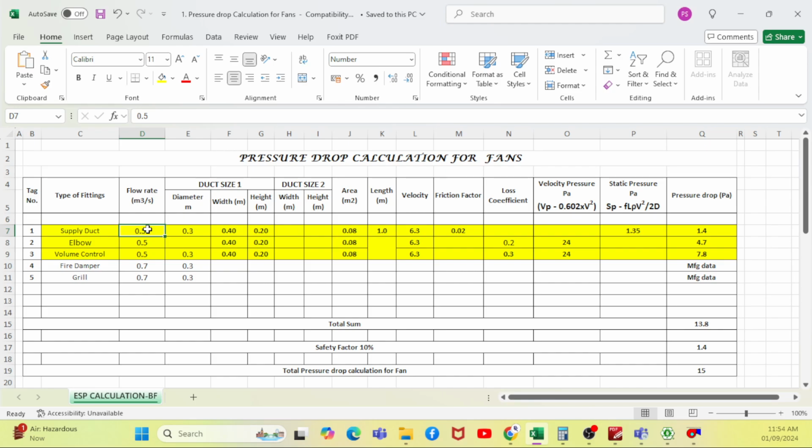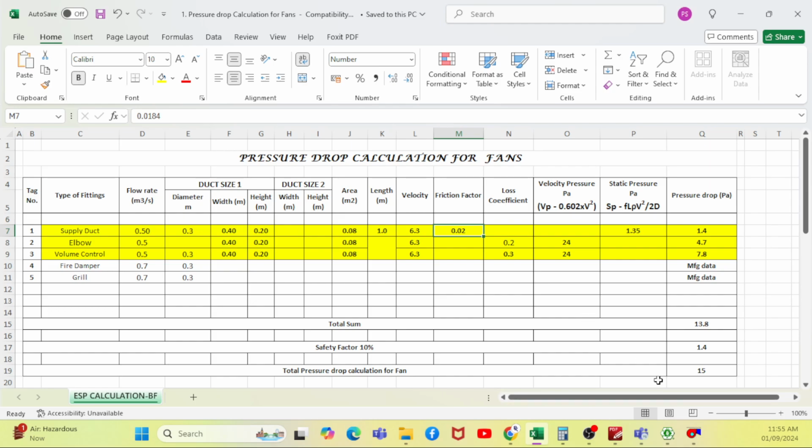So what is the flow rate, what is the diameter, or what is the rectangular duct. You can calculate the area, and you can calculate the length of the duct using the shop drawings, right? So the velocity you can calculate: Q equal to A multiplied by V, so the velocity is equal to Q divided by area. So you can calculate the velocity.